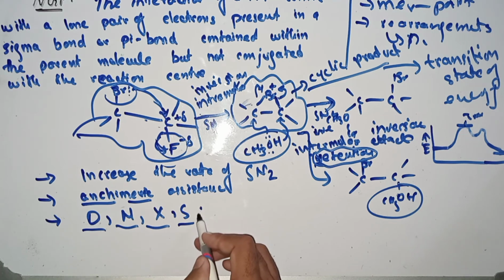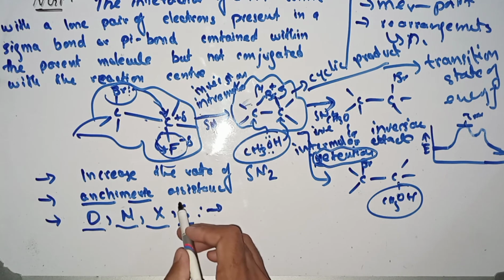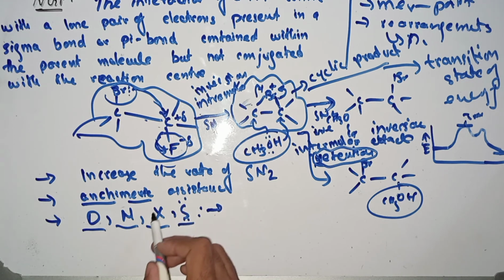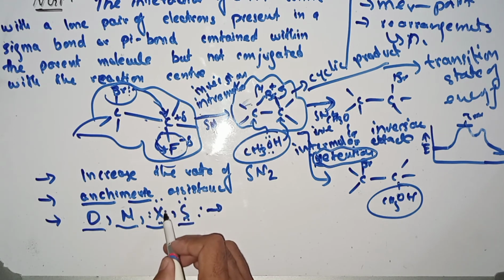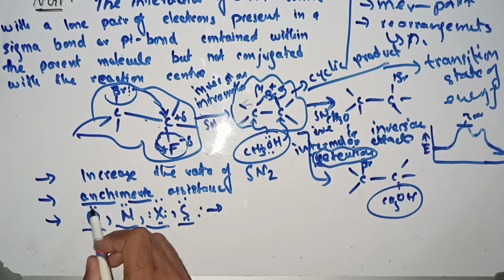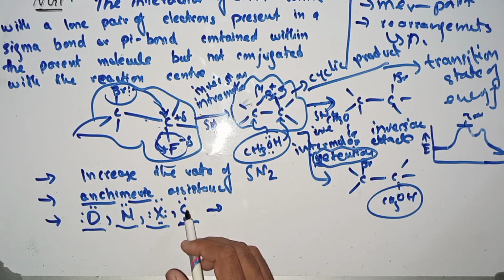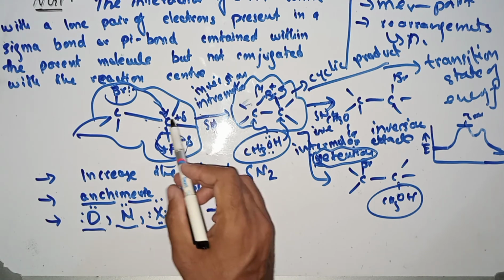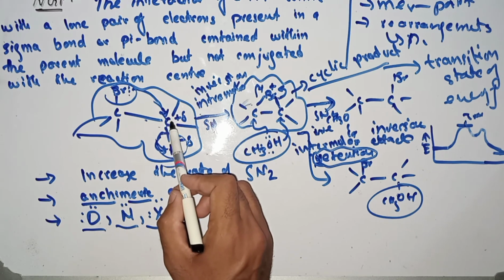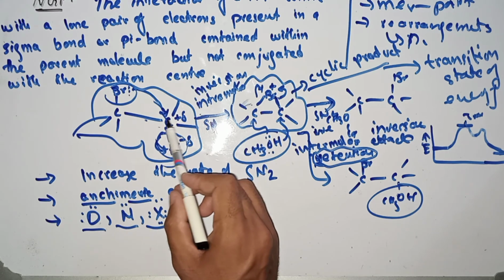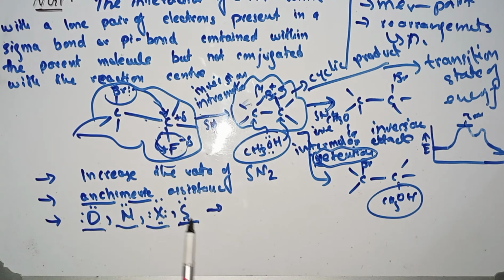This is because all these atoms contain free lone pairs of electrons, which act on the system as a nucleophile, and this nucleophile will attack the electrophilic carbon, like in this position when they attack this carbon, that is the electrophilic carbon. I hope this point will be cleared.